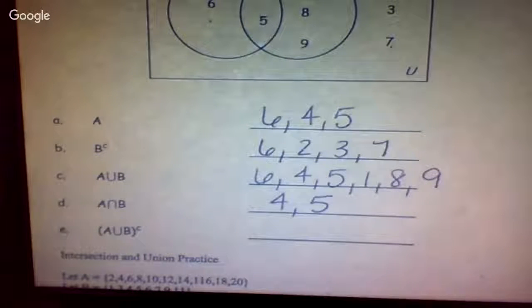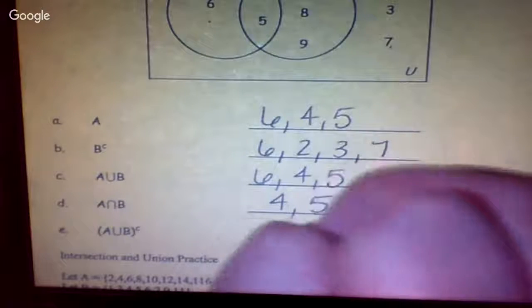Let's see what you do with this last one. This number D: the complement of A union B. 2, 3, 7. Awesome. Fantastic. I knew it, bro.